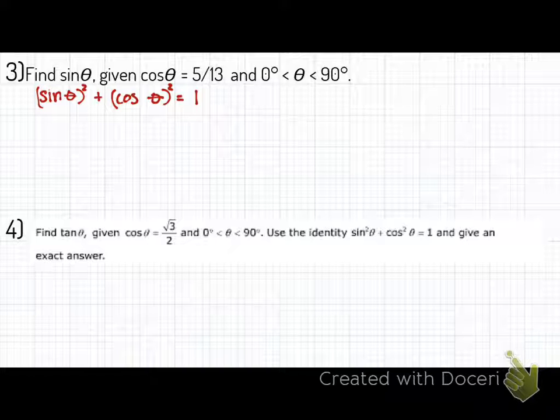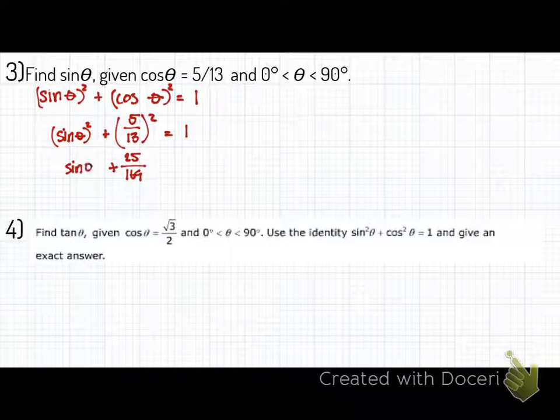Now watch this. Couldn't I just write cosine of theta and rewrite it as 5/13, just squared right there, right? And sine of theta will just bring this down, is equal to 1, right? What's 5 squared? 25. 13 squared? 169. Good. And then we're going to bring the rest of the problem down.